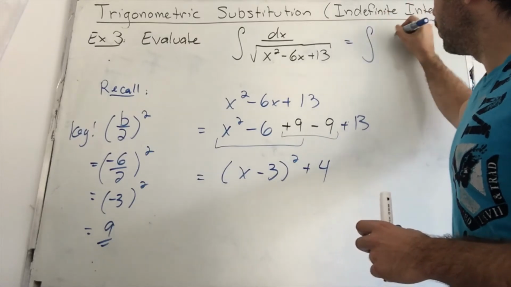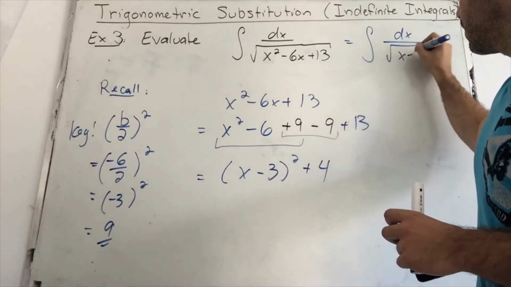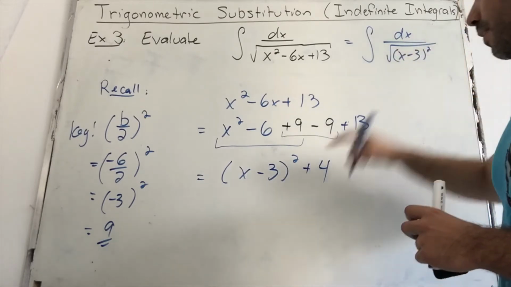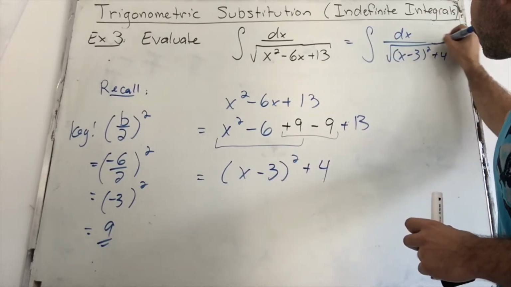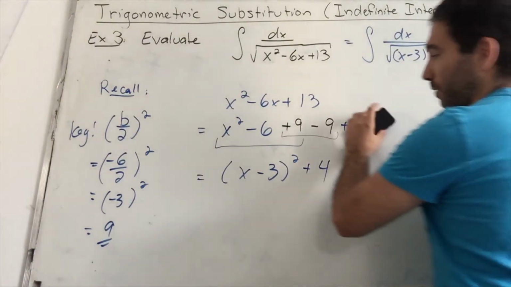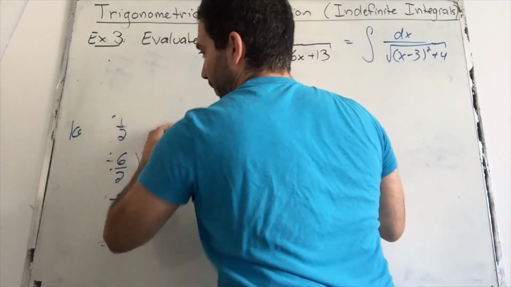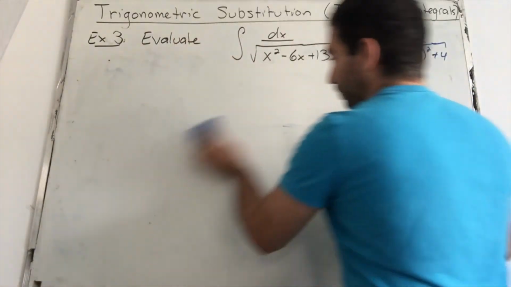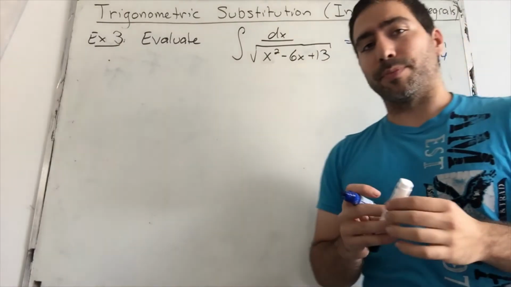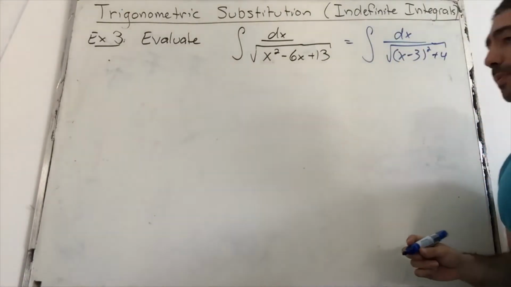So this is equal to the integral of dx. Underneath the root we have (x minus 3) squared plus 4. But this is still not good enough. We completed the square, which is great. It's almost of the form, but not quite. What we have to do now is apply a u substitution, because we want x squared, or something squared, not a binomial like (x minus 3) squared.